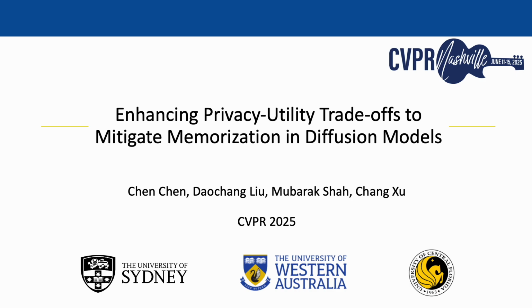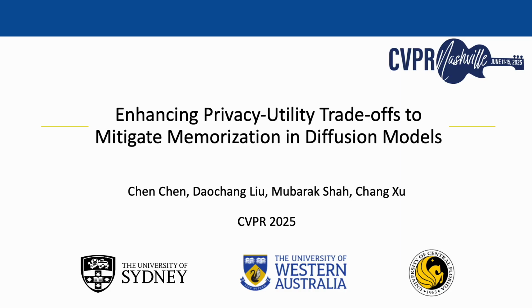Hi, in this video I'll provide a detailed presentation of our CVPR 2025 paper on enhancing privacy-utility trade-offs to mitigate memorization in diffusion models. From the title, there are two objectives in this work. First, we wish to address the issue of memorization in diffusion models, mainly focusing on improving the novelty and privacy of the generated outputs. However, at the same time, we often hear the term privacy-utility trade-offs, which refers to the idea that protecting privacy often comes at the cost of utility.